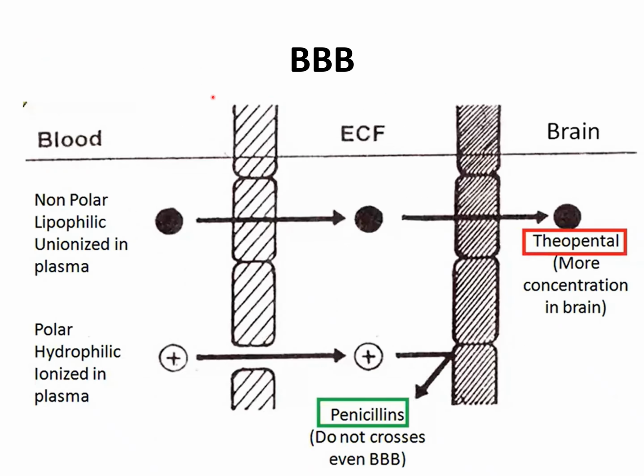So this is the blood-brain barrier. This is the blood, this is the extracellular fluid, and this is the brain. Nonpolar lipophilic drug can easily travel by passive diffusion. But polar drug cannot travel through this. This is the main barrier. So penicillin cannot cross the blood-brain barrier.